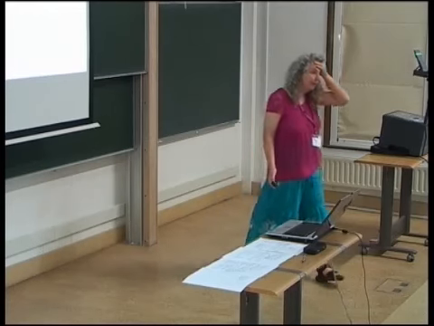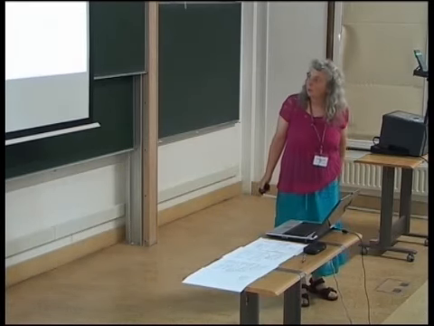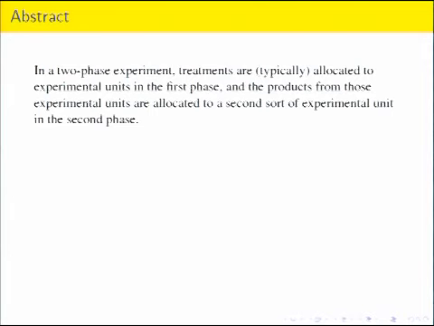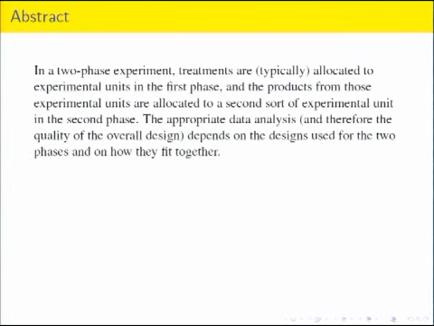So I'm going to say some things about the design of two-phase experiments. What do I mean by a two-phase experiment? Well, what I've thought about first of all, but I've put the "typically" in brackets, is you have some phase where you apply treatments to experimental units, and then you take the produce, whatever it may be, from those experimental units and allocate them to a different sort of experimental unit for some other processing or for some evaluation. And so the way you analyze the data at the end will depend upon the design at each phase and the way those designs fit together.